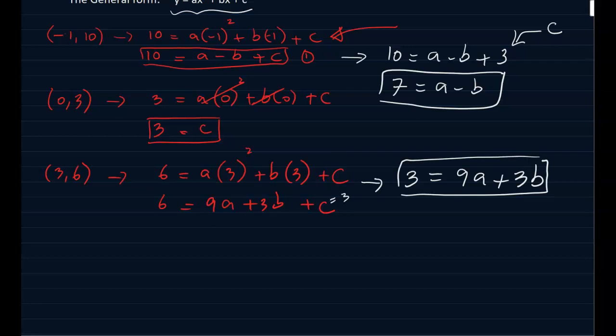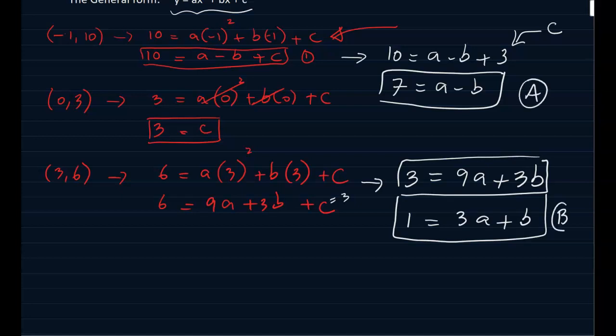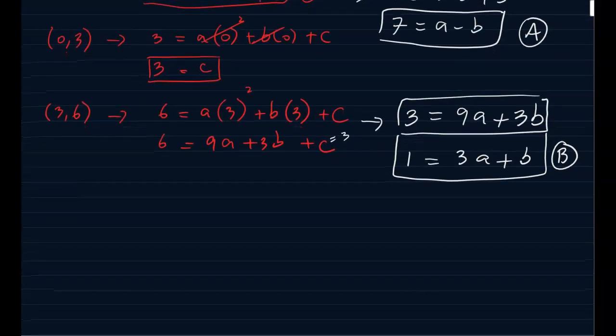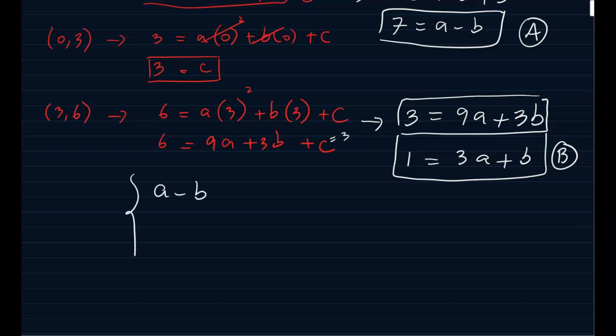Very good. Now we're going to simplify this equation. I'm going to divide everything by 3. So that becomes 1 equals 3a plus b. So we have this equation a and this equation b. And now we're going to solve this system of two equations with two unknowns, and they're a linear system. So let's rewrite them. a minus b equals 7. I just put the variables on the left hand side and the constant on the right hand side. Just something I'm used to, but you can do it the other way, it doesn't really matter.